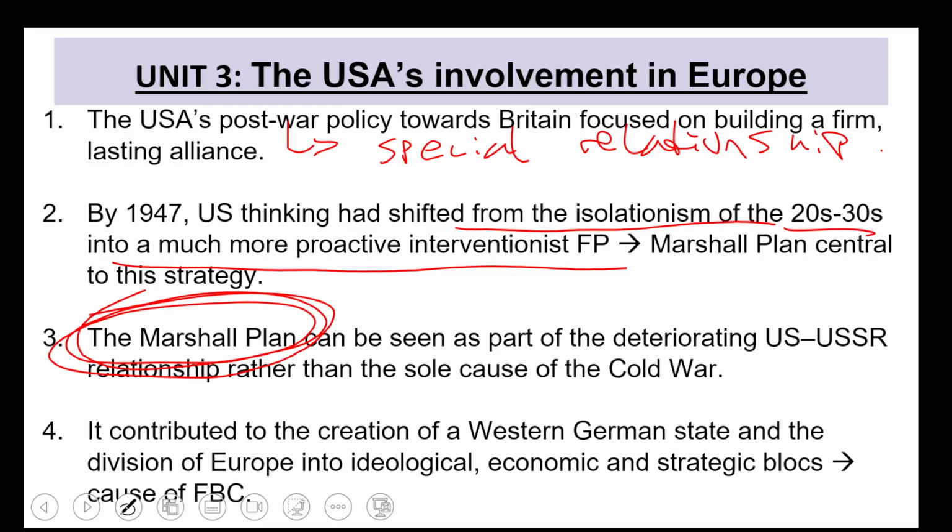And then finally, the Marshall Plan links directly to events in Germany, and it leads to the creation of a West German state eventually, but almost the beginnings of this West German state and the division of Europe into ideological, economic and strategic blocks. And it is, of course, the main cause of the FBC, which is not FC Barcelona in reverse. It is, of course, the First Berlin Crisis, as we'll look at in our fourth unit.